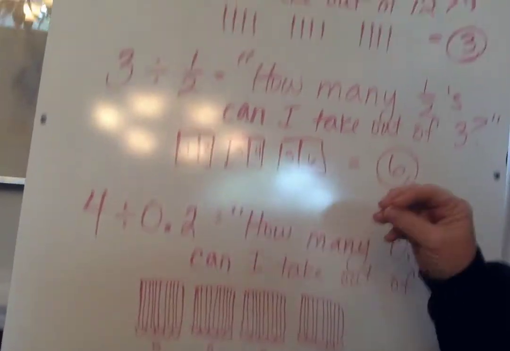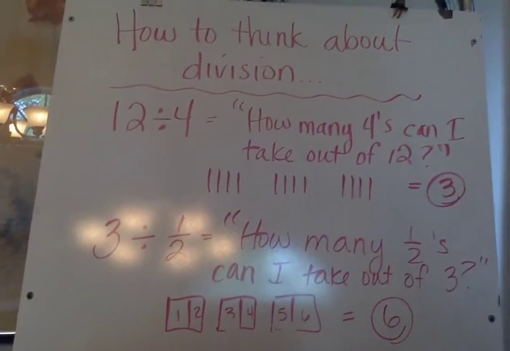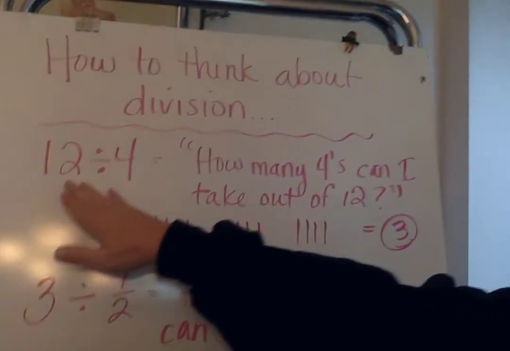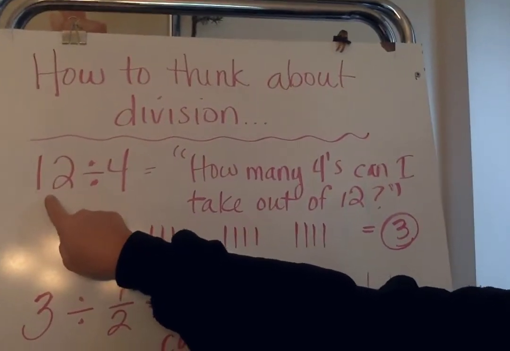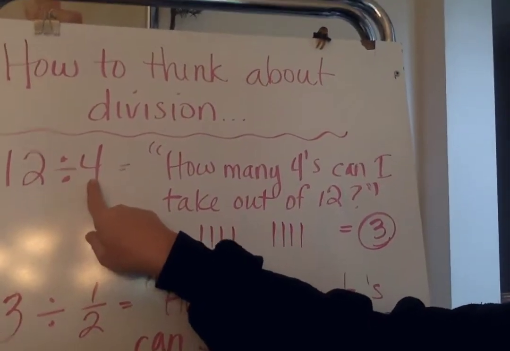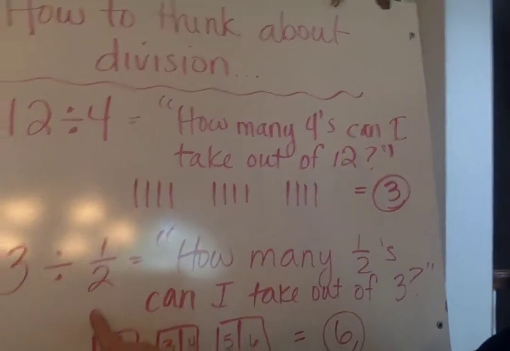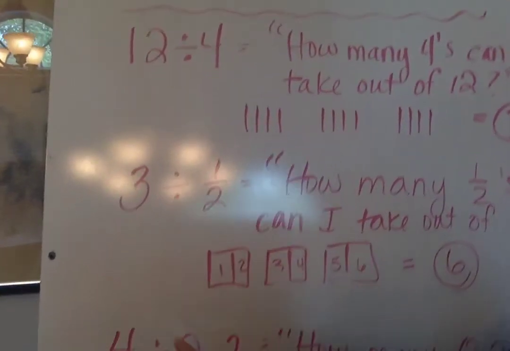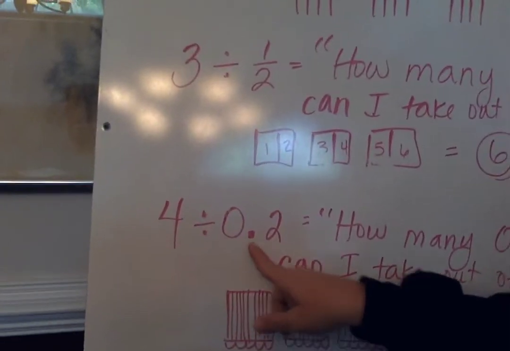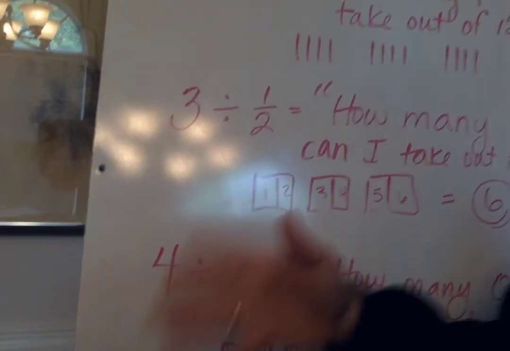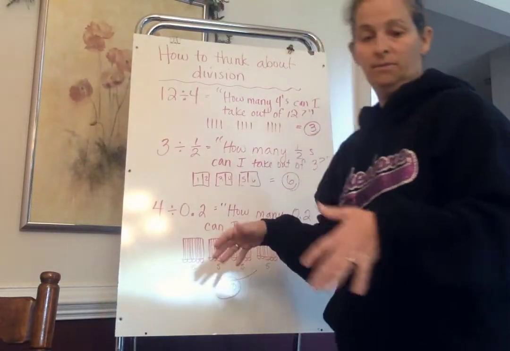Okay, so I want you to think about that as you're doing these activities in the next couple of days. When it's written like this, this is the dividend, this is the divisor. How many 4s can I get out of 12? How many halves can I take out of 3? How many 2/10 can I take out of 4? Okay, so that wraps our brain around how we're going to be approaching division with decimals.